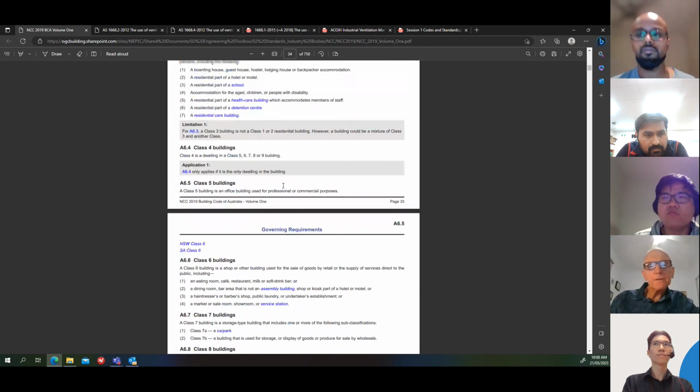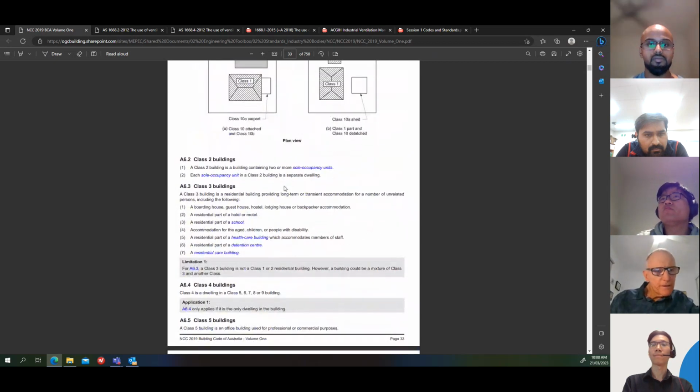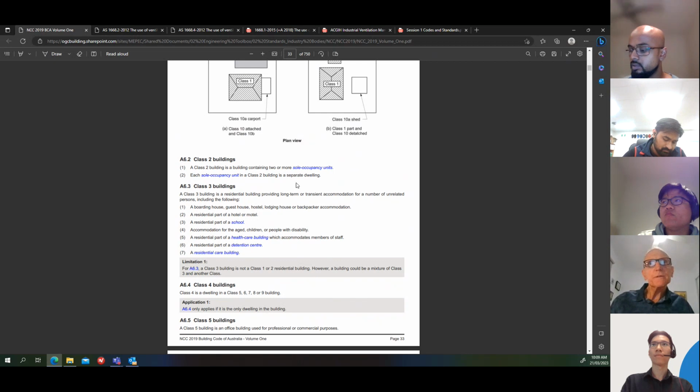So all those classifications, you need to be aware of it, but if you've got a job that comes up, a new project, one of the first things you would do, if it's not given to you, is to go to the BCA and determine what class of building it is, because that's going to set out the requirements for various aspects that we'll talk about as we go through.